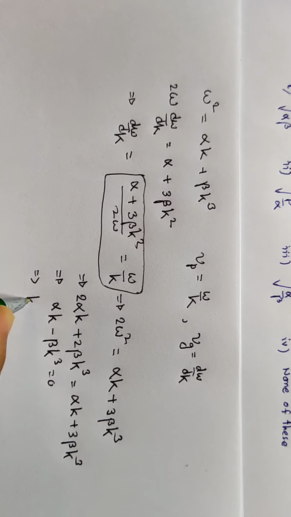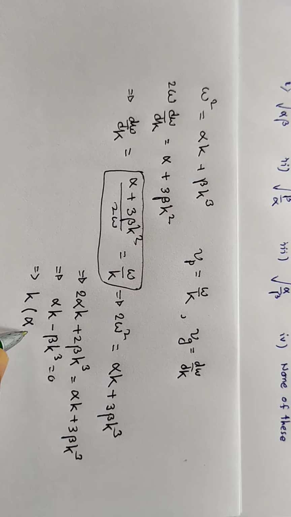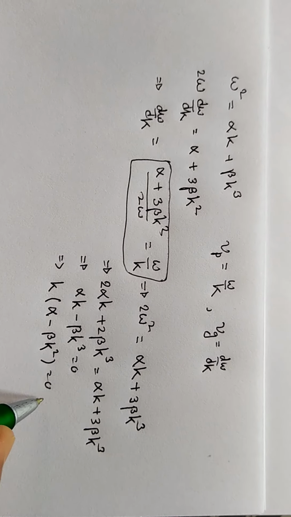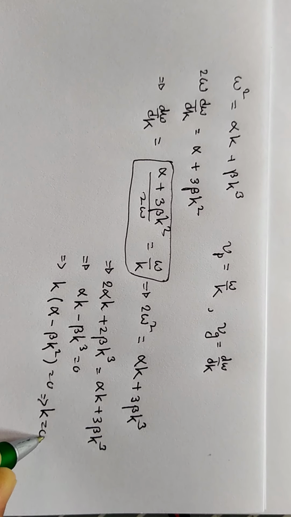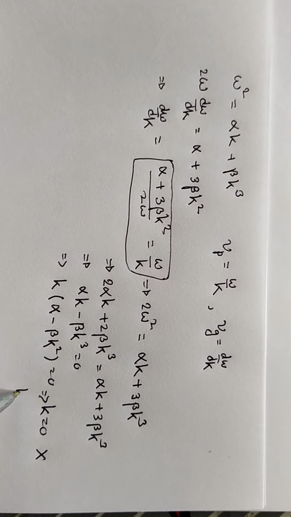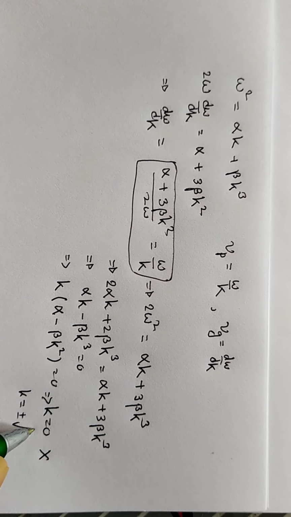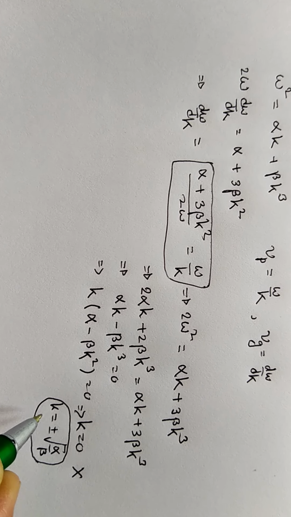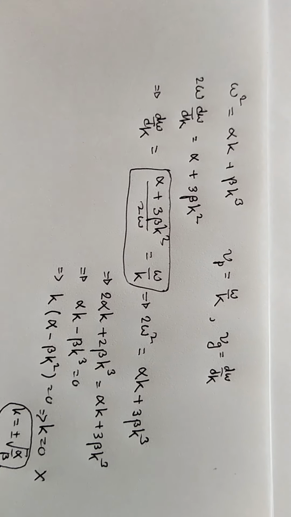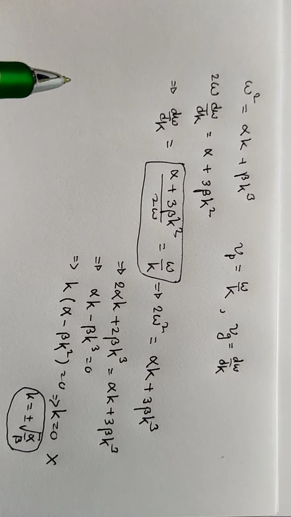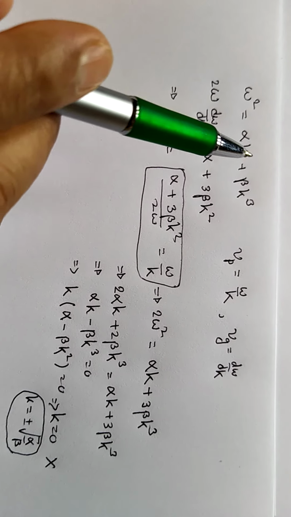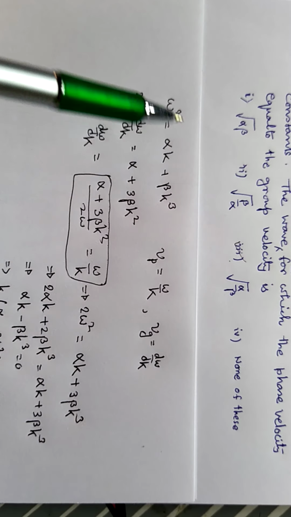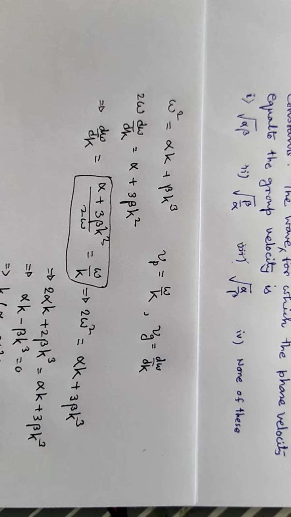That means if you take k common, alpha minus beta k square equals 0. The consequence is either k equals 0, which is unphysical, or k equals plus minus square root of alpha by beta. So this is the value of k which leads to the phase velocity equal to the group velocity, and therefore if you go to the options in the problem, then the third option is the right option. Okay, now let's move to the second problem.